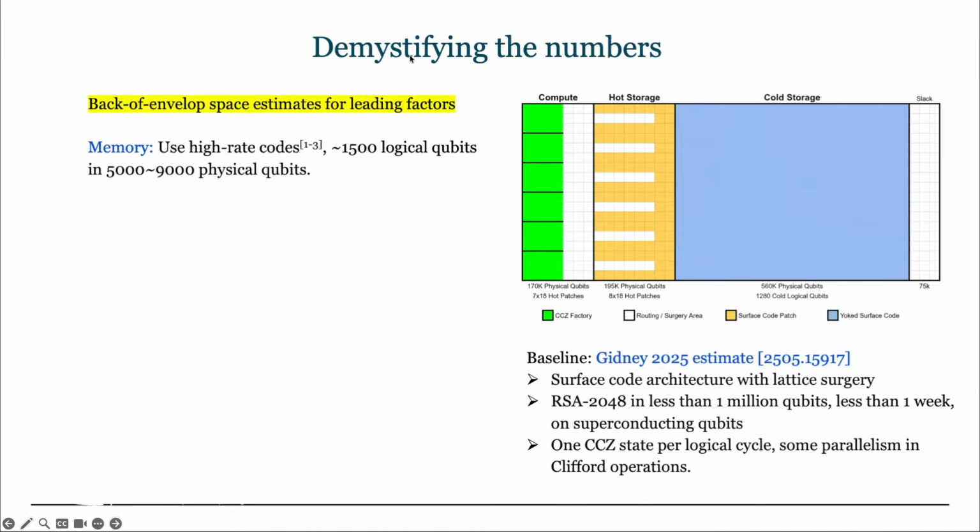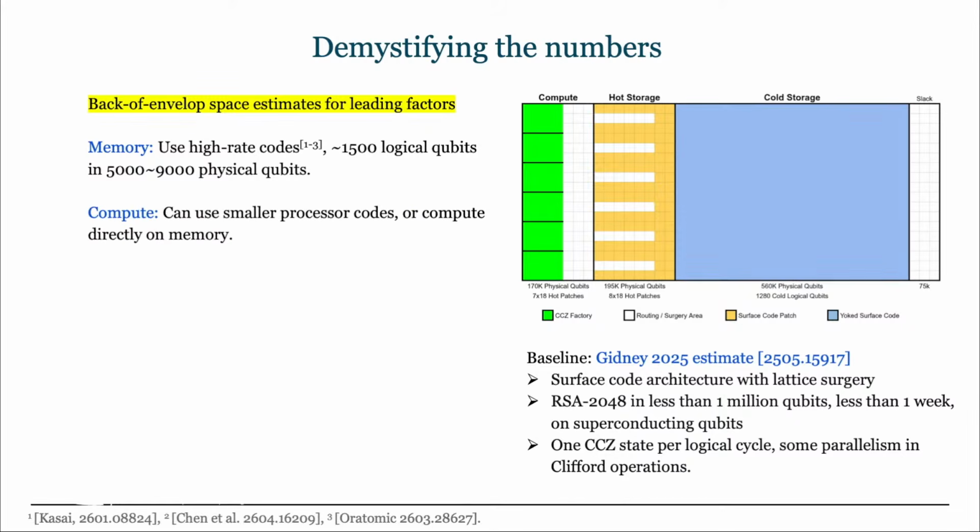Let's talk about memory. We can use high rate codes. And when I say high rate codes, I mean really, really high rate codes. They have rate 1/2, they have rate 1/3. And if you have 1,500 logical qubits and you use these very high rate codes, you can, depending on your physical assumptions, implement the memory in around 5,000 to 9,000 physical qubits. This is just the effect of LDPC codes having incredibly high rate.